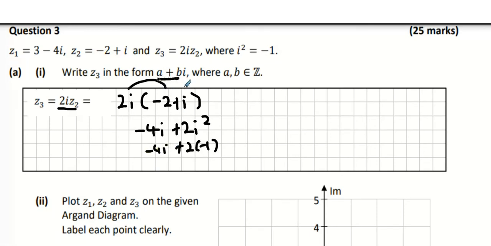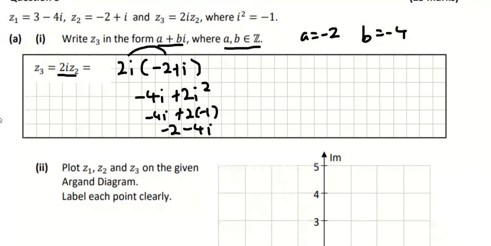Okay, it says in the form a plus bi, so real part first. So that's going to be minus 2 minus 4i. A, B are integers, so minus 2 would be A, and B would be minus 4. Not that you're asked for that, you're just asked to deliver it in this form.